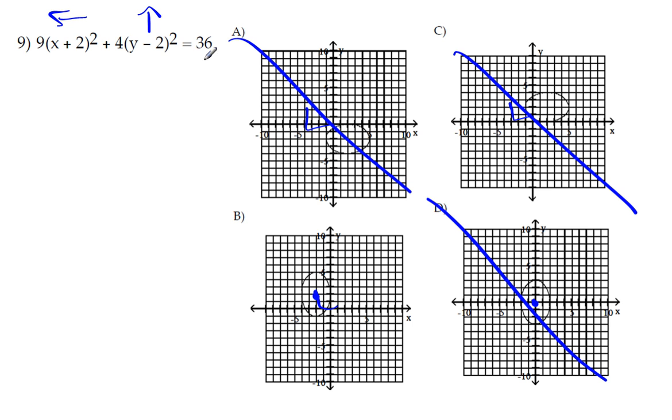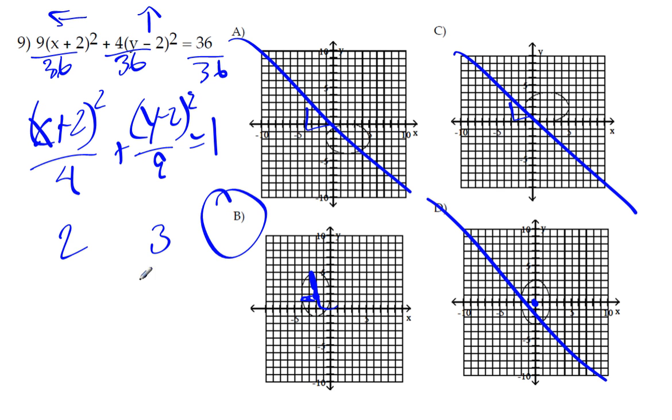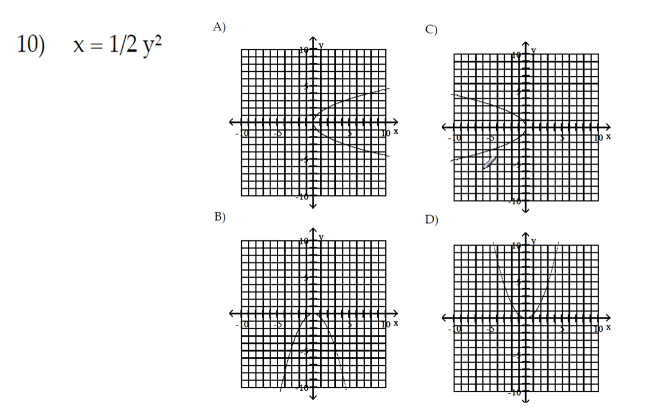In case that doesn't work out for you, even though I think it will, you divide by your 36. You get your x plus 2 squared over 4 plus y minus 2 squared over 9 equals 1. That gives you your radius numbers of 2 and 3 from the square roots of those, our 2 and our 3 for the two different radius numbers there. B, which was our answer.